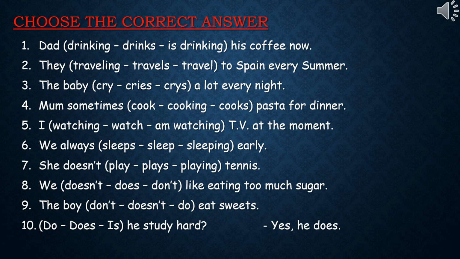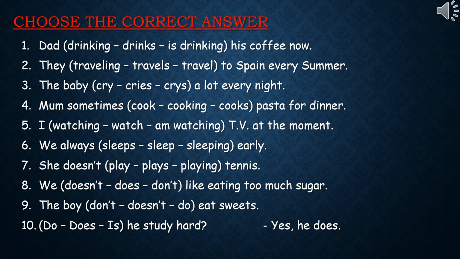Number 3. The baby cries a lot every night. Yes, the baby is he or she. So he or she, both of them are in the S house. Every night is in the S house. Okay, so the baby cries. Which cries? With Y or with IES? Yes, with IES. We said if we have Y at the end of the verb, we will cross the Y and put IES. So it's cries with the IES.